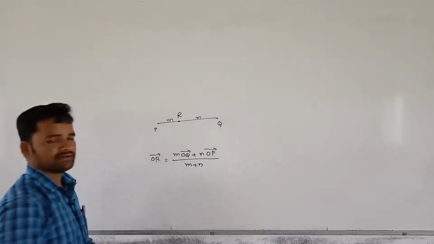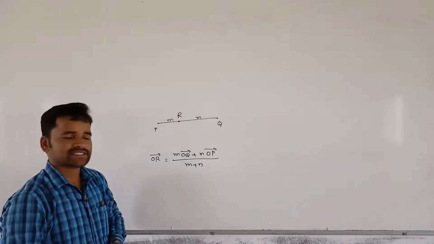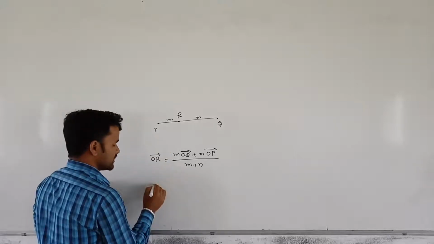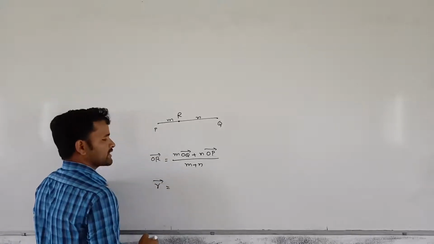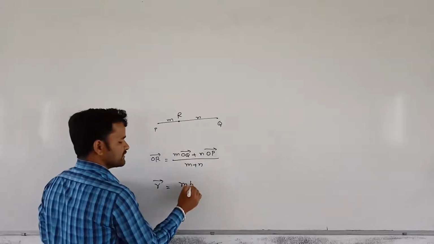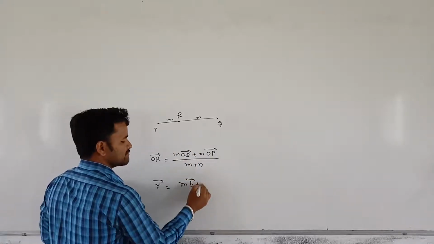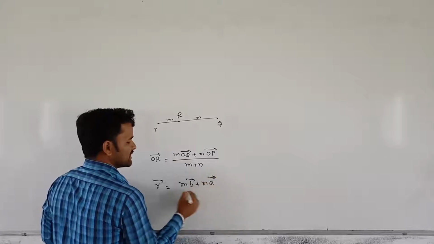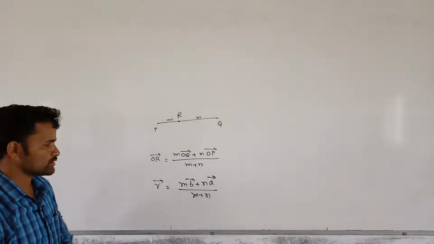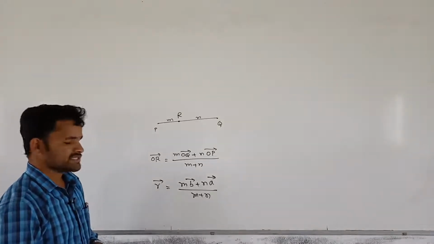This is the formula we have studied in the previous class, where the position vector of point R we took as vector R. Vector R is equal to m into the position vector of the second point, which we took as vector B, plus n into vector A, divided by m plus n. This concept we have studied in the previous class.